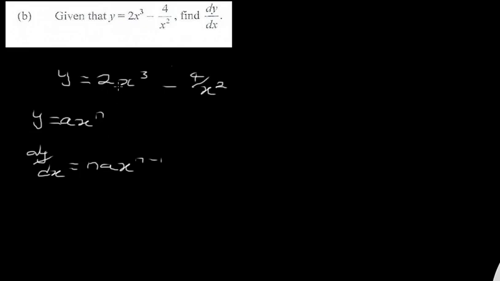Okay, so let's look at this. What we're going to do is differentiate each term independently. So for the 2x to the power 3, this 3 comes down, we would have 3 multiplied by 2, then we'd have our x, and then 3 minus 1, which would give us 6x to the power 2.